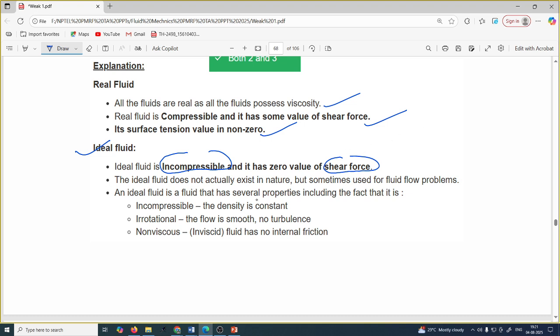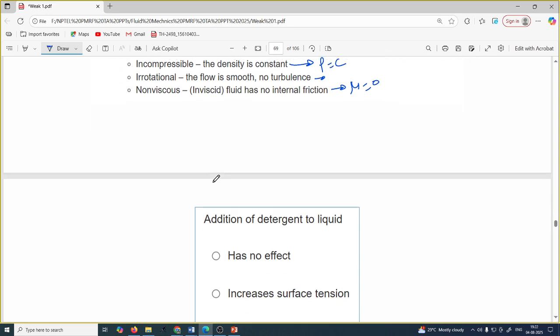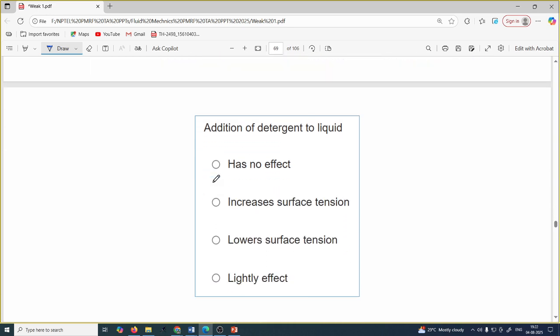The ideal fluid does not actually exist in nature, but is sometimes used for fluid flow problems for simplification. An ideal fluid has several properties: it is incompressible, the density is constant, that is rho will be constant; irrotational, the flow is smooth, no turbulence; and non-viscous, inviscid, the fluid has no internal friction. Remember these three conditions for ideal fluid. Otherwise it will be a real fluid. Okay, now move on to the next question.